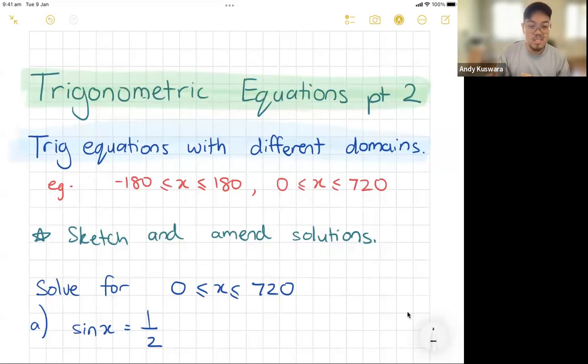In the previous video, we were only working between 0 and 360. That's what you're going to be the most used to. But sometimes we're going to change the domain. In this case here, you can see this goes from negative 180 to 180. Sometimes we'll go from 0 to 720. You can change the domains and that changes the question, but it does not change the process. It's just one little thing we have to amend. The idea is the same.